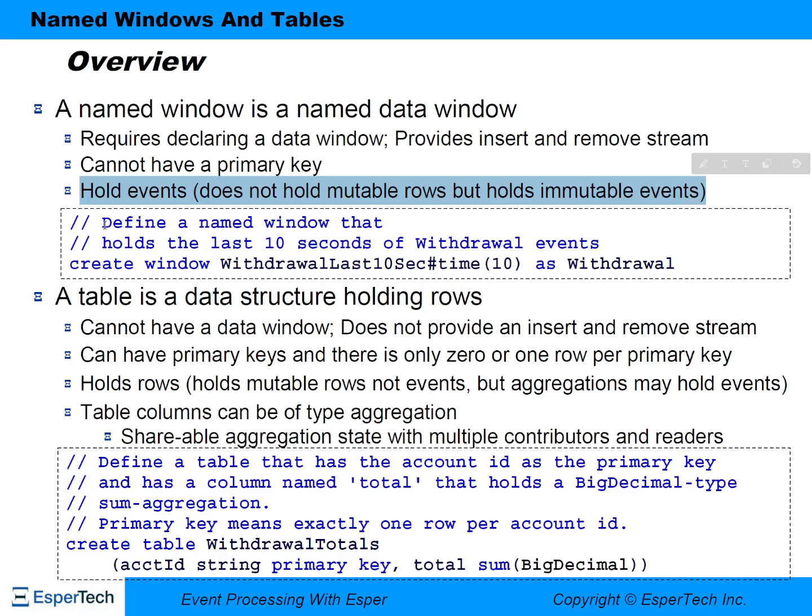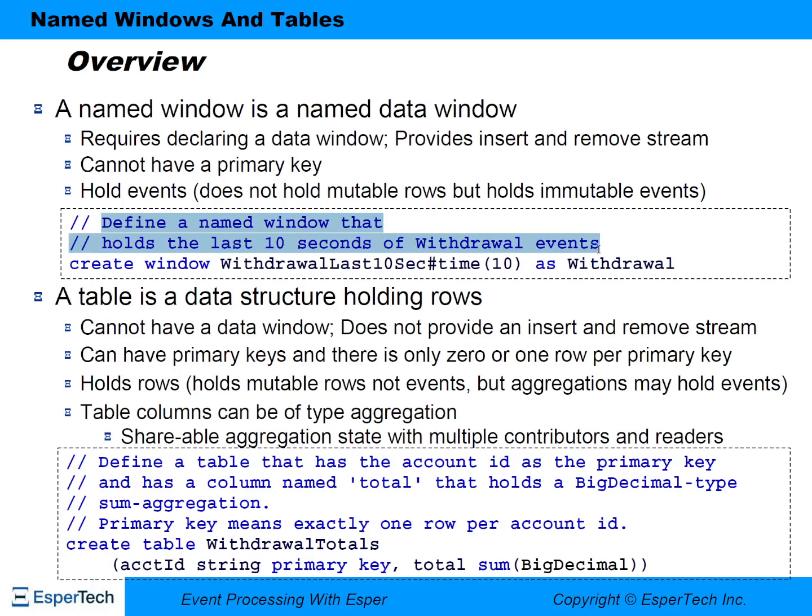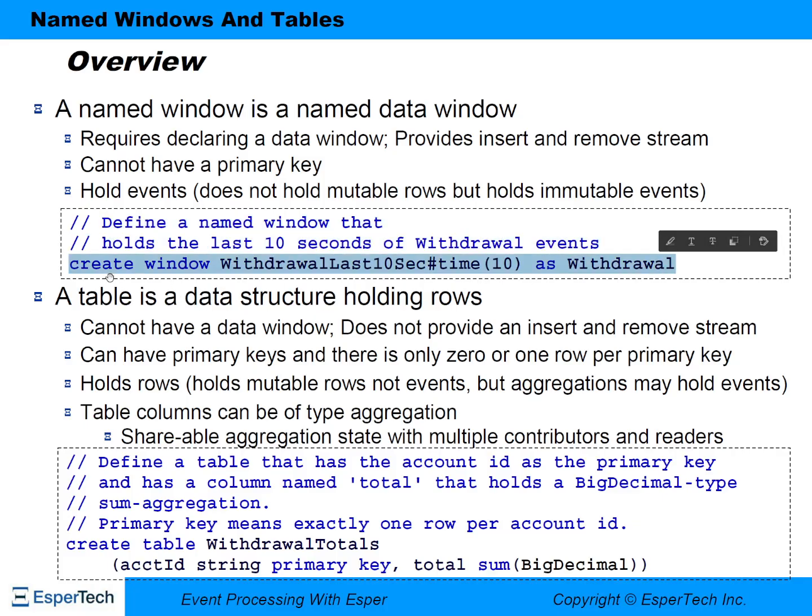An example that defines a named window is here. This example defines a named window that holds the last 10 seconds of withdrawal events. Create window withdrawal, last 10 sec. At time parenthesis 10. As withdrawal.